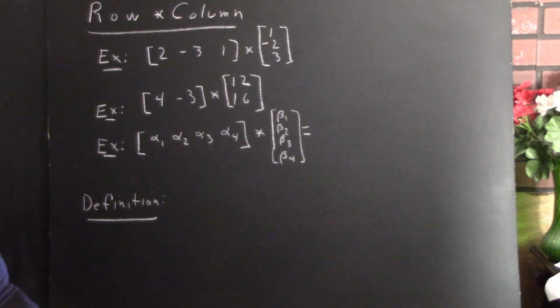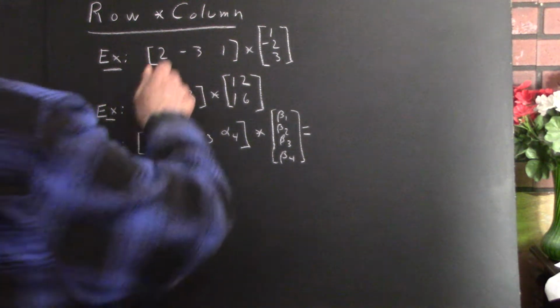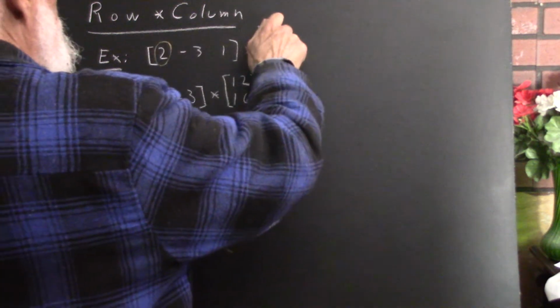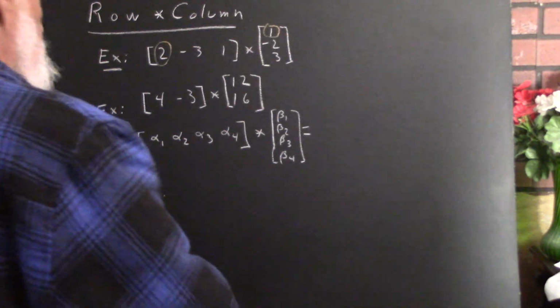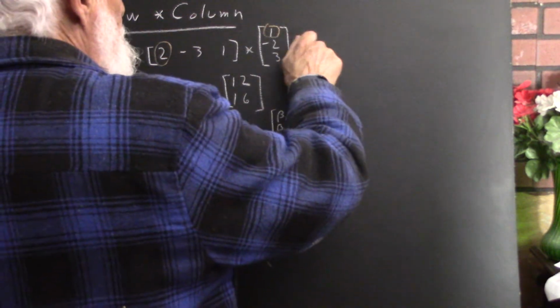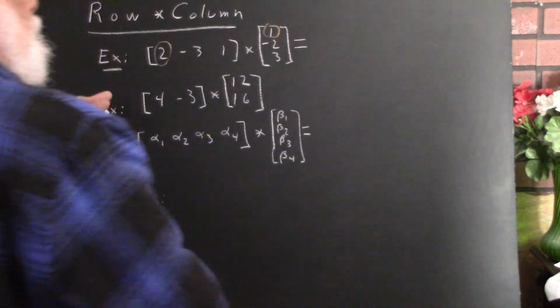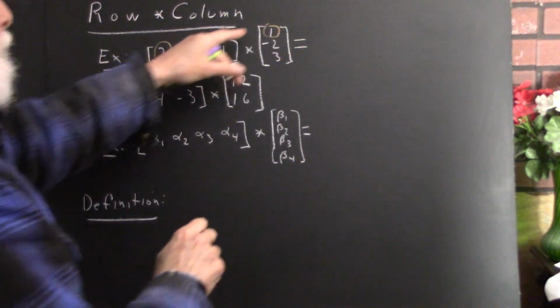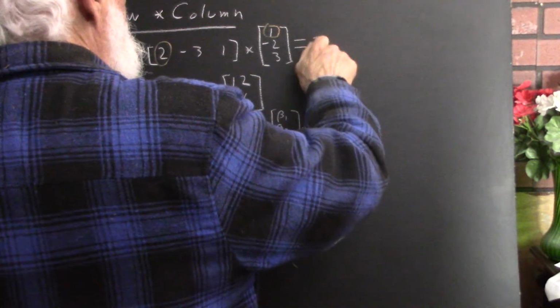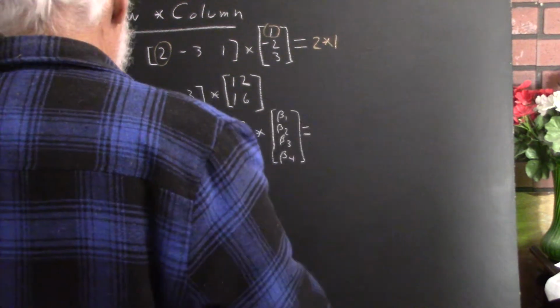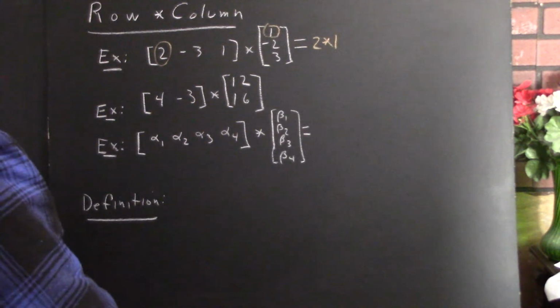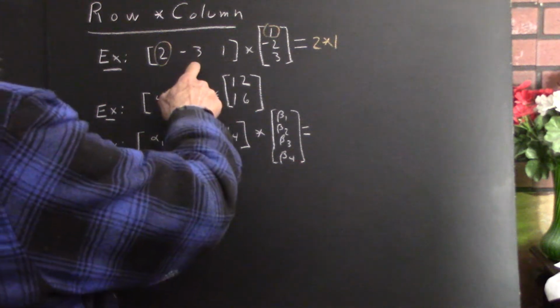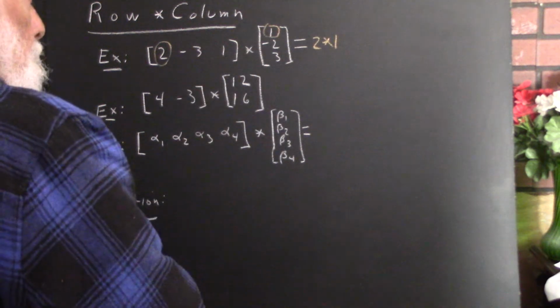To multiply the row by the column, we simply match up the first number in the row with the first number in the column. So we're going to match up the 2 with the 1. We start the process by multiplying 2 times 1. Okay? Then we match up the negative 3 and the negative 2.